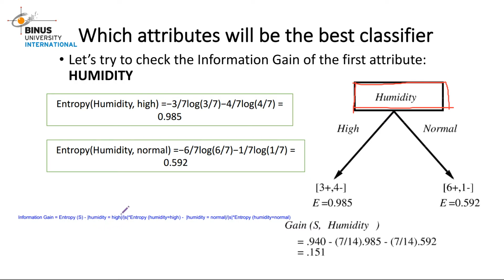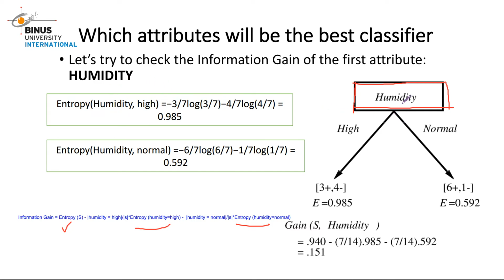Minus the probability of the humidity when it's high, the subset of the value, multiplied by the entropy when the humidity is high, minus the probability of the humidity when it's normal, multiplied by the entropy of humidity normal. So we need these two first. We already have the whole entropy, and this is just easy. Okay, how to calculate the entropy of humidity equal to high is something like this.